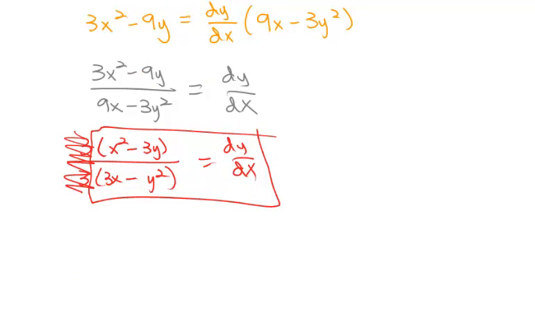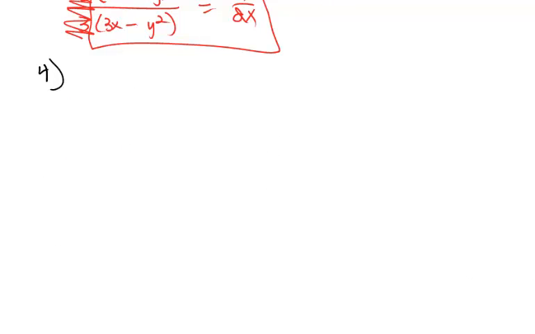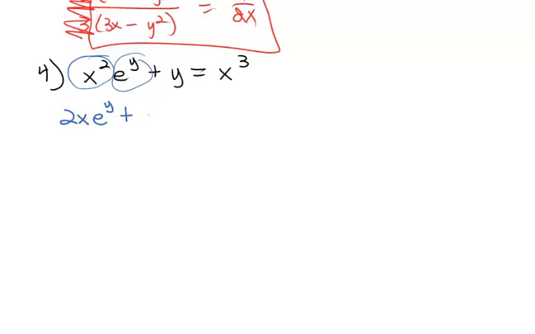Let's try some more interesting problems. How about we do x squared e to the y plus y equals x cubed. Very common to have products as we work with this implicit differentiation. Again, we've got a product, x squared times e to the y. So the derivative of the first is 2x times e to the y, plus the derivative of the second, e to the y. The derivative is e to the y times dy/dx.